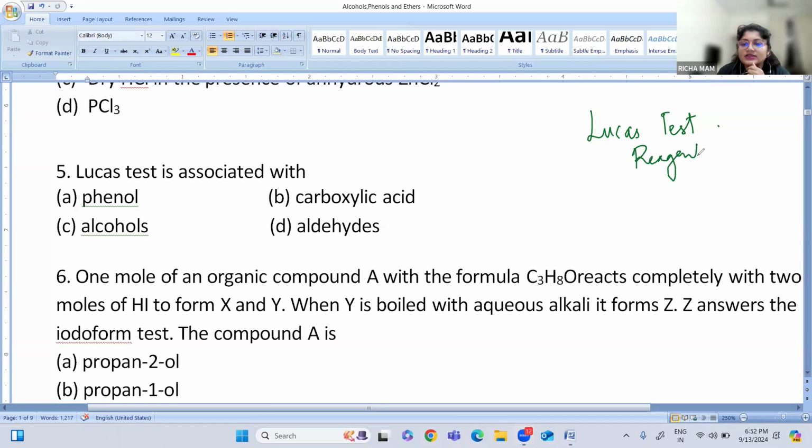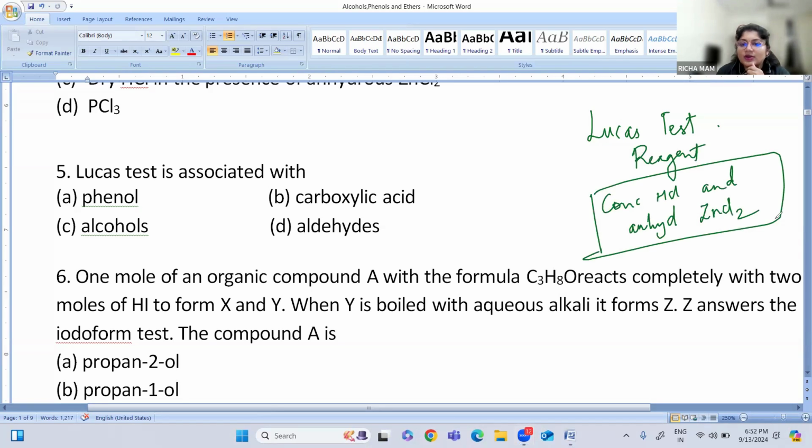Lucas reagent is concentrated HCl and anhydrous zinc chloride. So remember this. And Lucas test is famous for alcohols. So option number C is the answer. Who all have answered option number C? Yes, Baby has answered. Lubna has answered. Option number C is the correct answer.